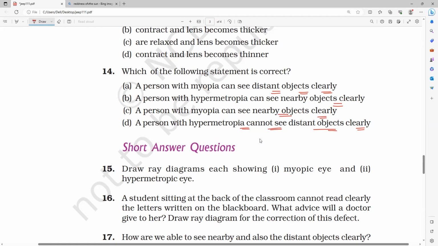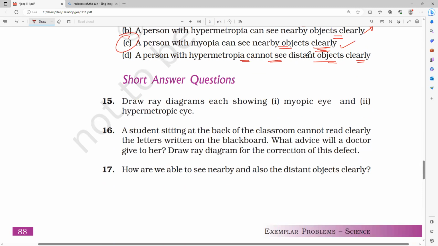Yes, sir. So option A is wrong. Next, a person with hypermetropia can see near objects clearly. No, they cannot see near objects, but far objects they can. Next, a person with myopia can see near objects clearly. Yes, but far objects cannot be seen. So what is the correct answer? A person with myopia can see near objects clearly is the correct one.